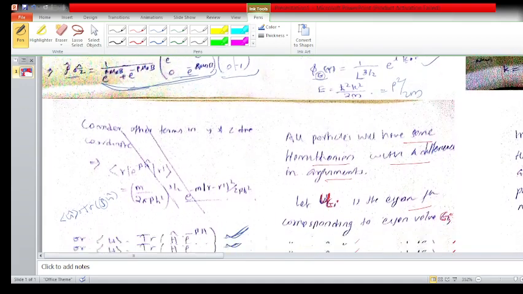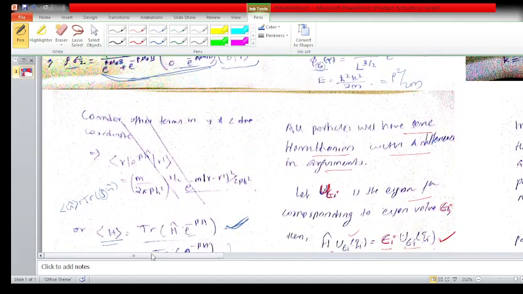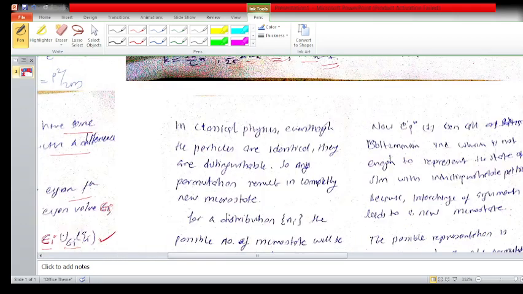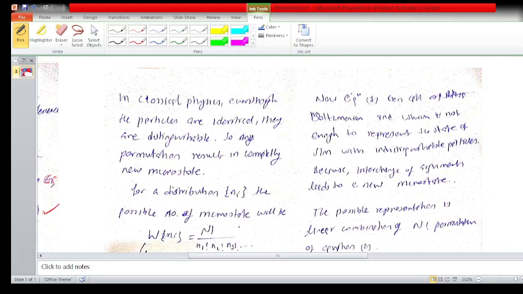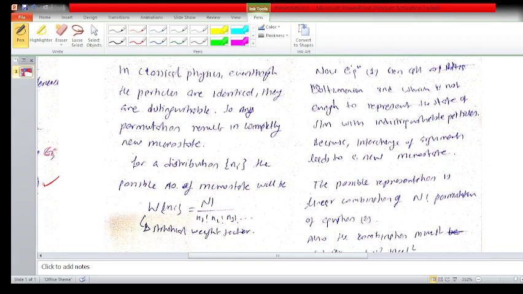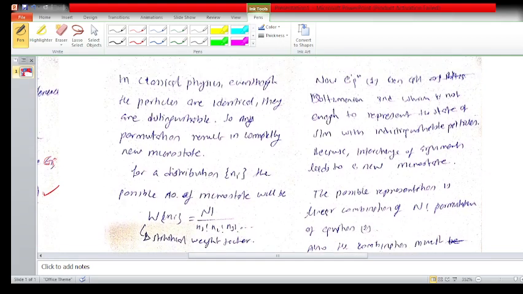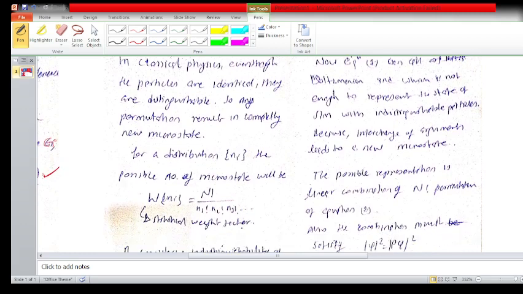Okay. Now further, if you consider classical physics, even though the particles are identical, they are distinguishable. So in classical mechanics, even though the particles are identical, they are distinguishable. Okay, they are similar, but they can be distinguished.